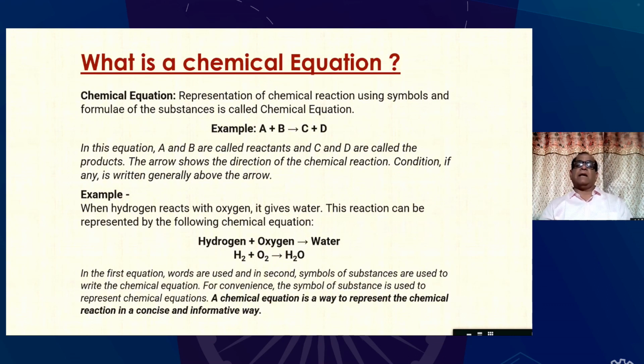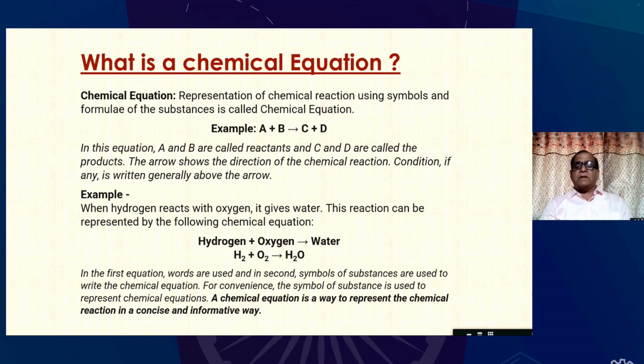Now, what is chemical equation? Representation of chemical reaction using symbol and formula of the substance is called chemical equation. For example, A plus B react to give C plus D. In this equation, A and B are called reactant and C and D are called product. The arrow shows the direction of the chemical reaction. Condition, if there is any condition, then it is generally written above the arrow.